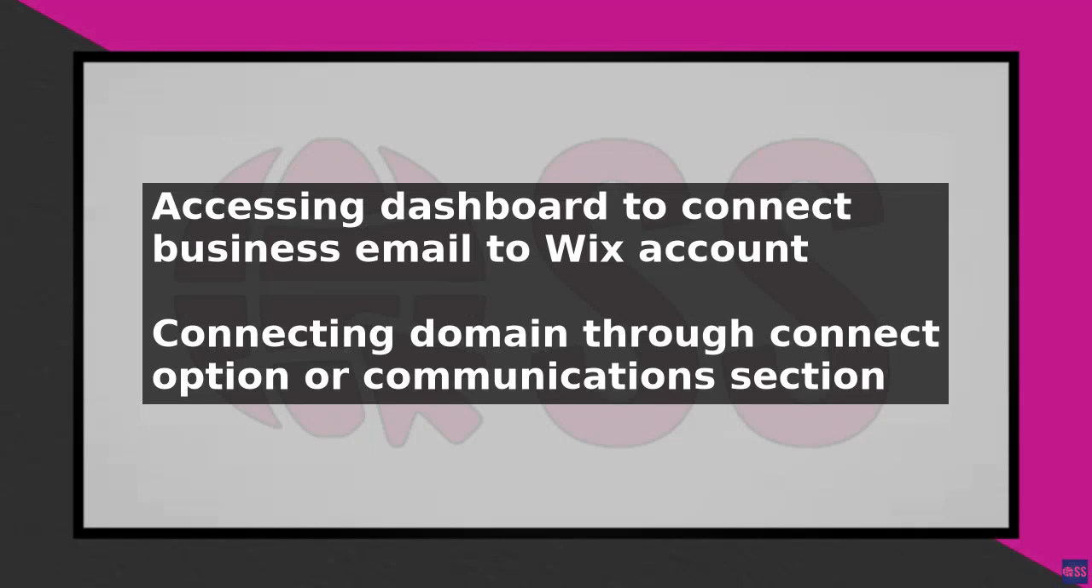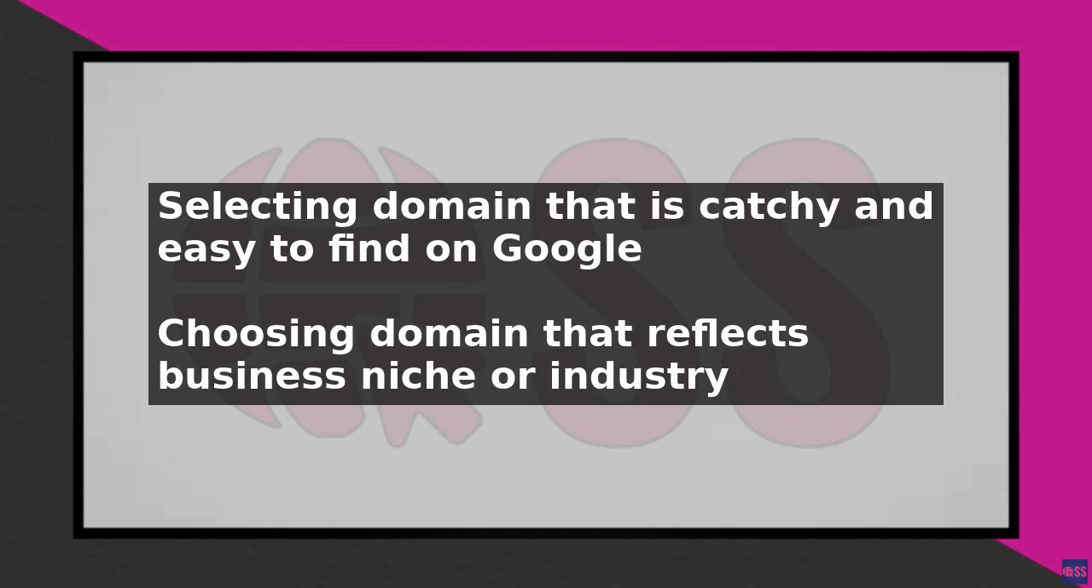To connect your business email to your Wix account, start by accessing your dashboard. From there, you'll need to connect your domain. You can do this by selecting the Connect option, or by navigating to the Communications section of your website's content. Once you've chosen to connect your domain, you'll be prompted to select the domain you want to use.